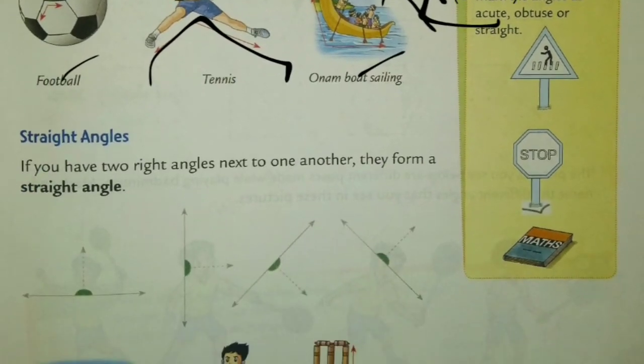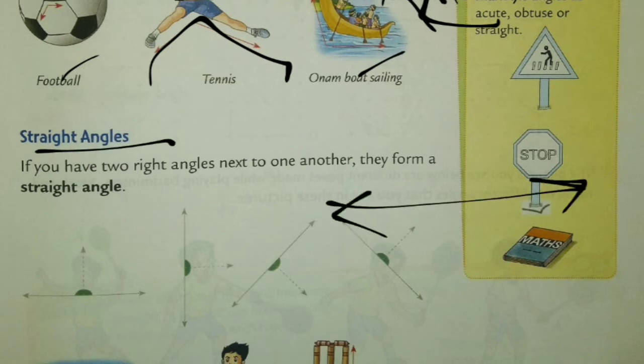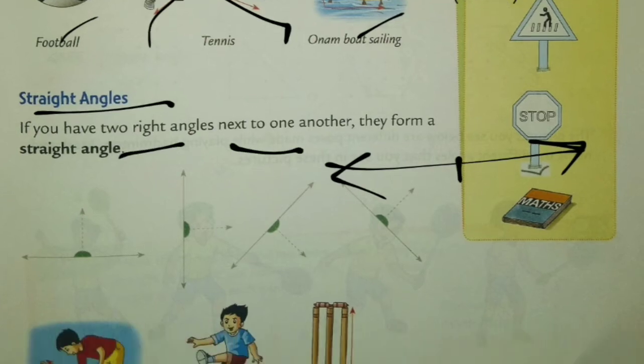Next is straight angle. Straight line. A straight line will make a straight angle. It means when we join two right angles, we get a straight angle.